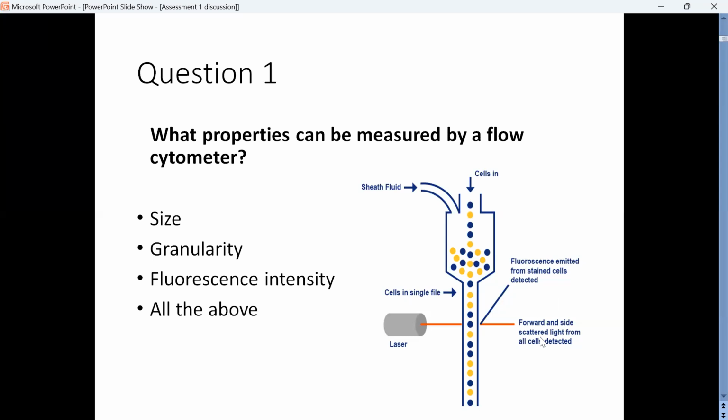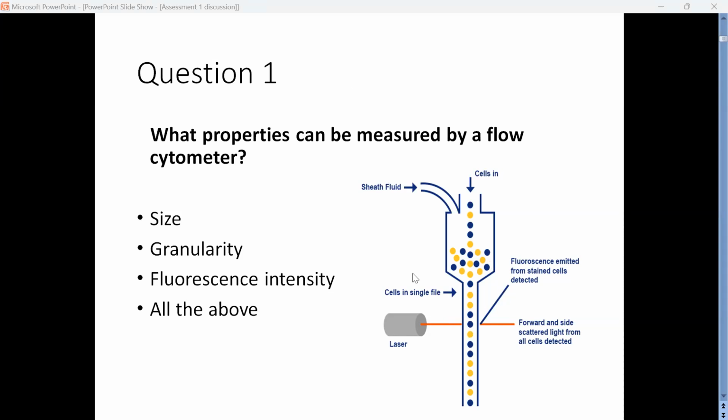Now this scatter again is of two types. One is forward scatter, which happens in the axis of the light source, which will give you the idea about the size of the cell. And the second scatter is side scatter, which happens in perpendicular fashion. So that will give you an idea about the internal complexity of the cell. As I say internal complexity, I mean the internal granularity and cytoplasmic vacuoles, anything.